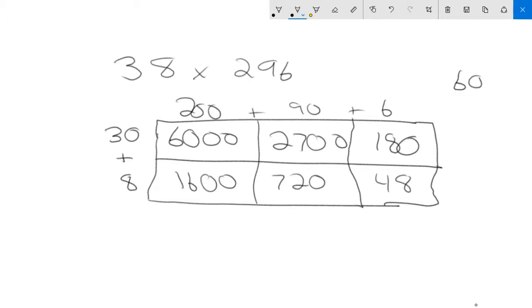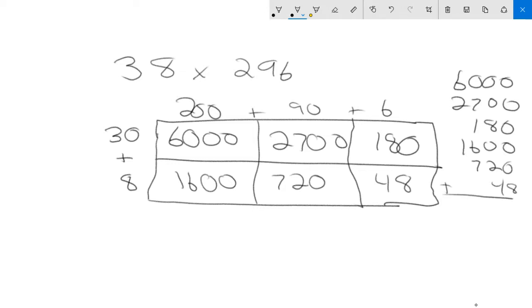to be able to write, all right, 6,000, 2,700, 180, 1,600, 720, and 48. There's my numbers.